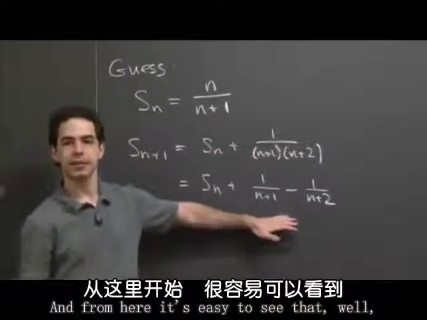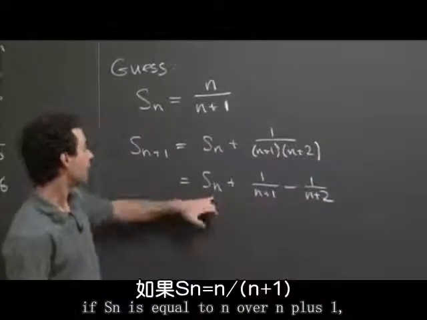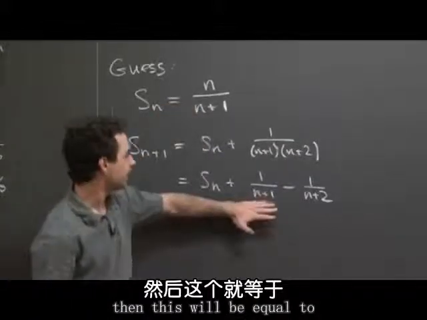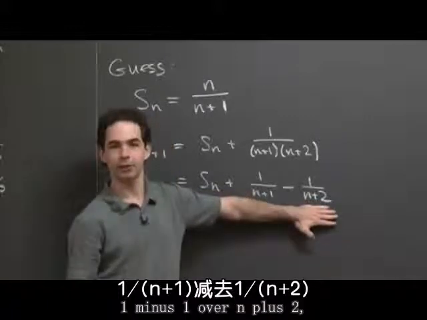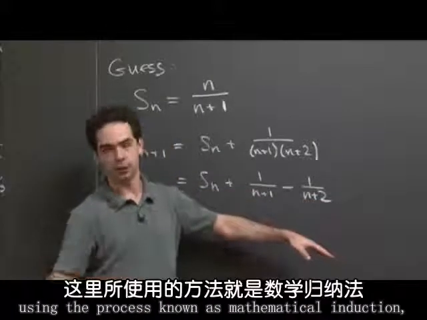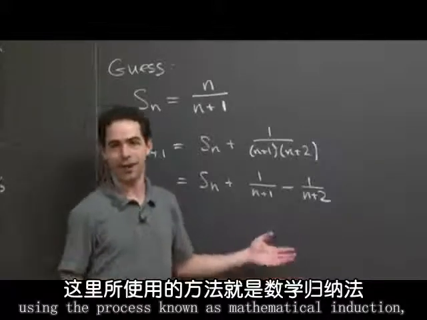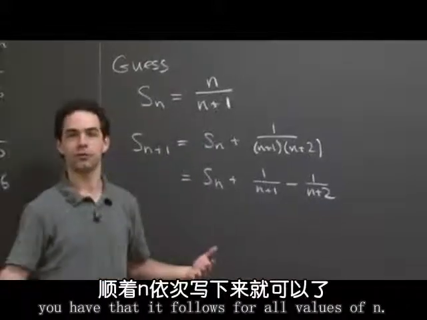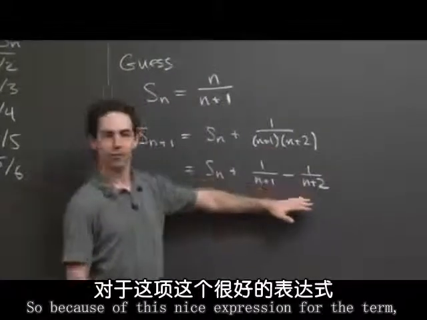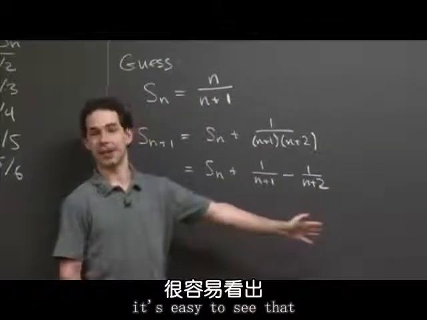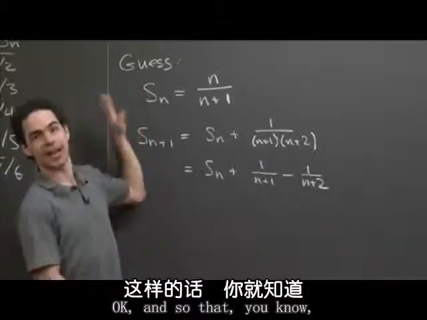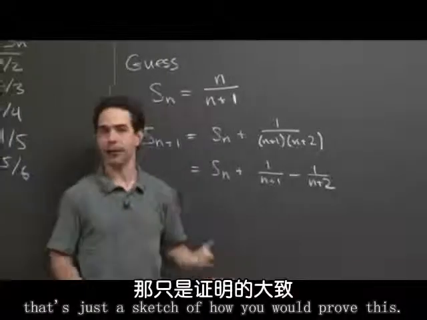And from here, it's easy to see that if Sn is equal to n over n plus 1, then this will be equal to 1 minus 1 over n plus 2, which is n plus 1 over n plus 2. And so using the process known as mathematical induction, it follows for all values of n. Because of this nice expression for the term, it's easy to see that this pattern will continue forever. And that's just the sketch of how you would prove this.